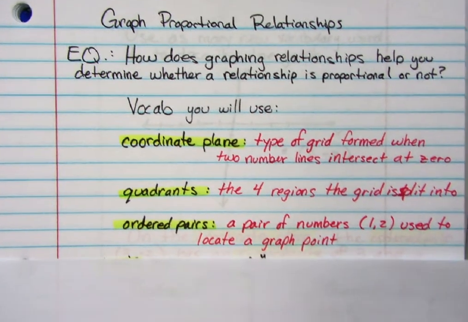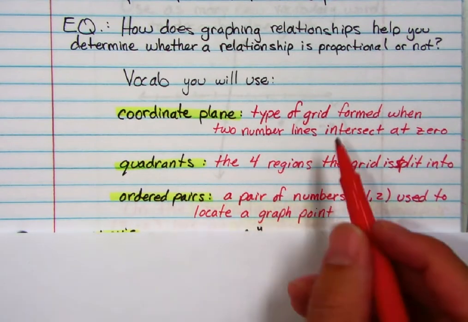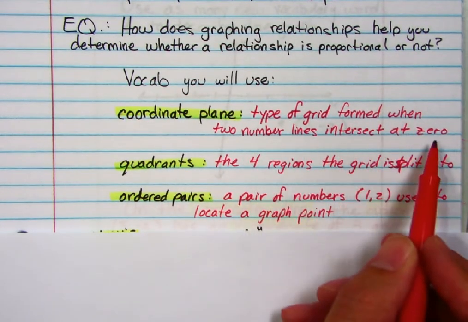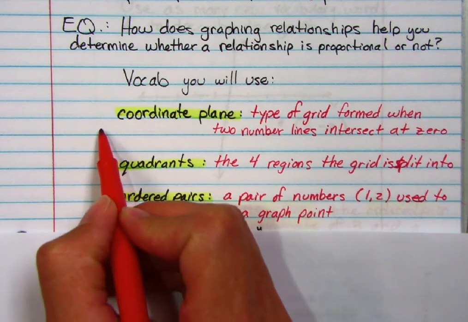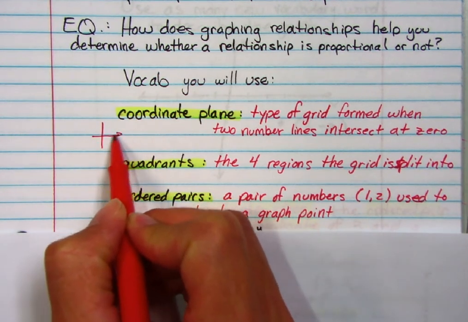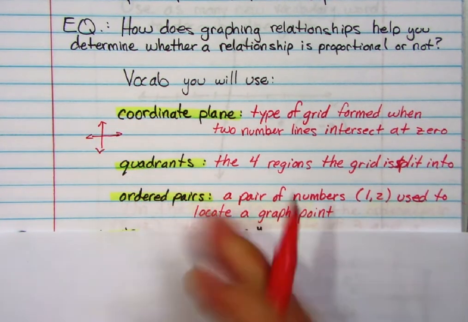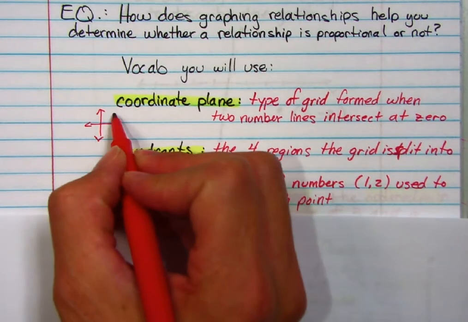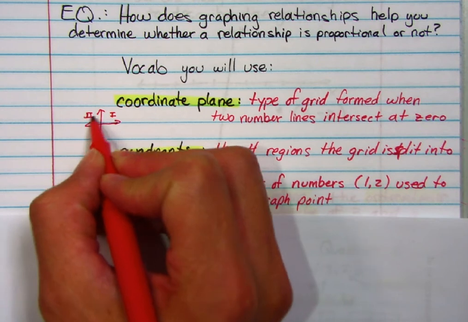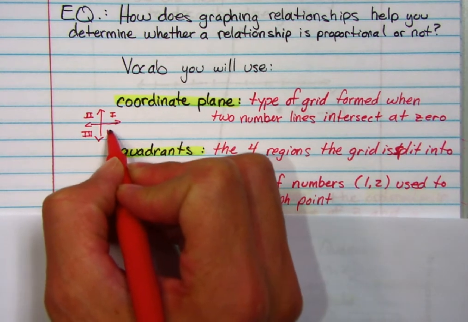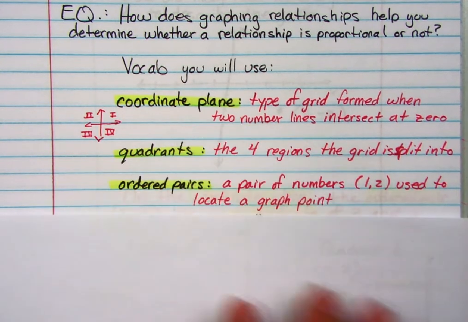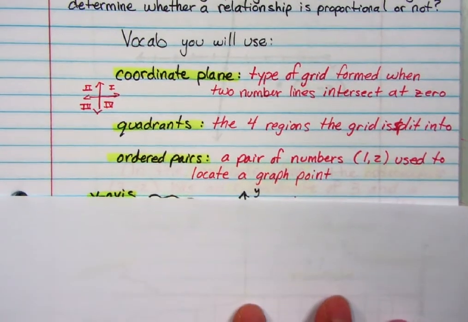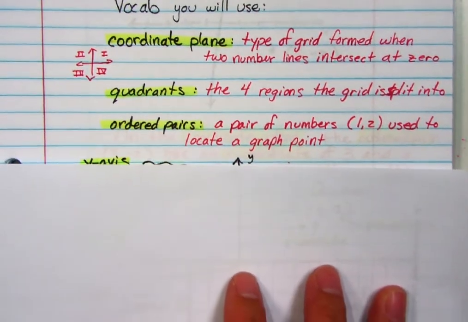Some of these you should already know. Coordinate plane: it's a type of grid formed when two number lines intersect at 0. It looks something like that. It's a coordinate grid. You have quadrants, 4 different regions, split up. So that's quadrant 1, 2, 3, and 4, which goes counterclockwise. Ordered pairs like (1, 2) are used to locate a point on the graph.